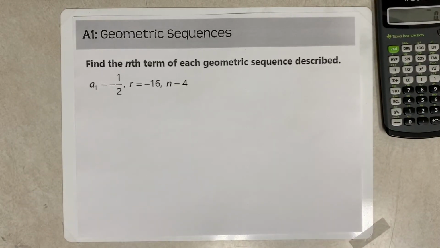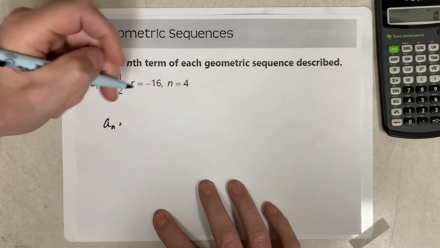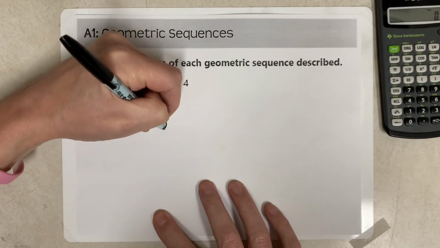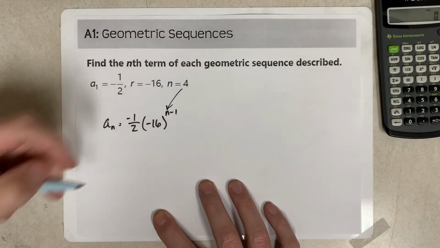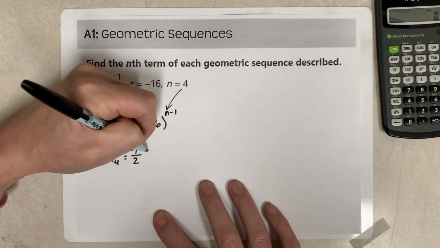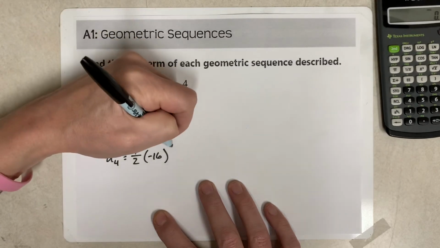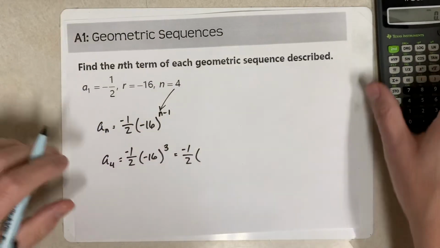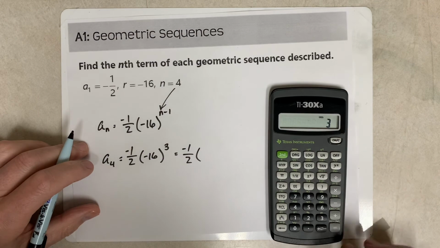Okay, this one, throw some negatives in there for fun. A sub n is equal to -1/2 times -16 to the n minus 1. We want n to be 4. So a sub 4 is equal to -1/2 times -16 to the 4 take away 1 is 3. So here we go, -1/2 times 16, make it negative, raise that to the 3rd power.